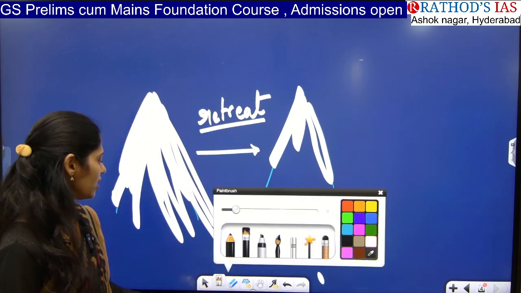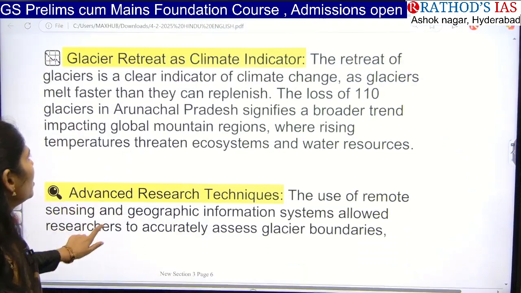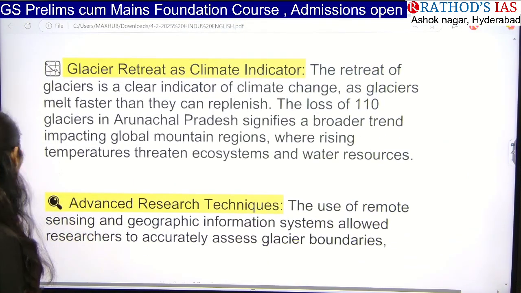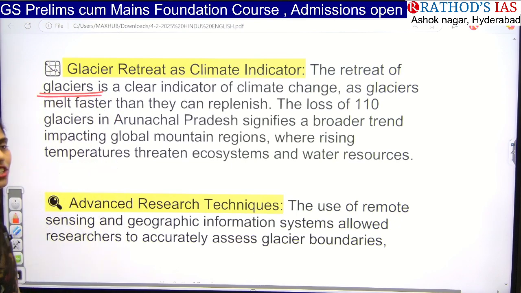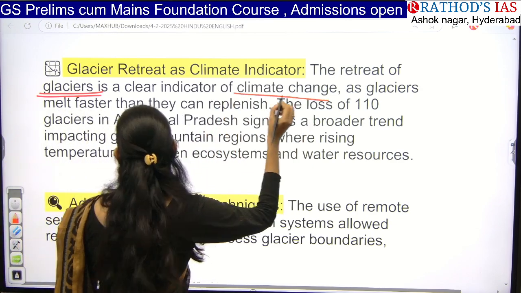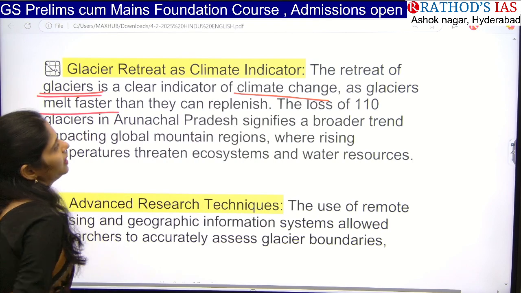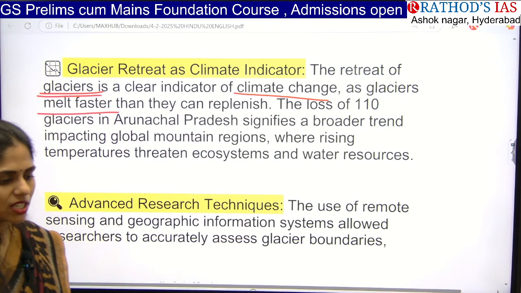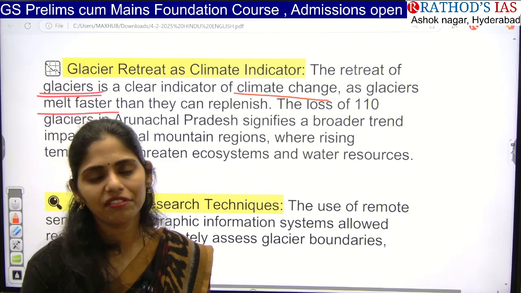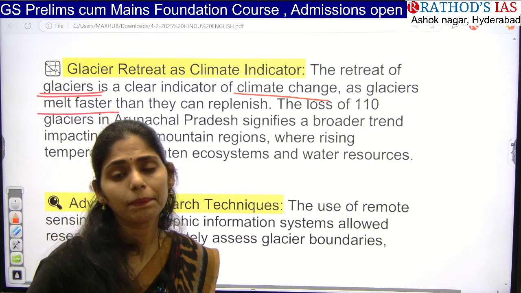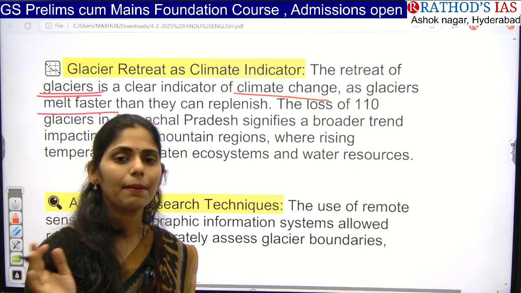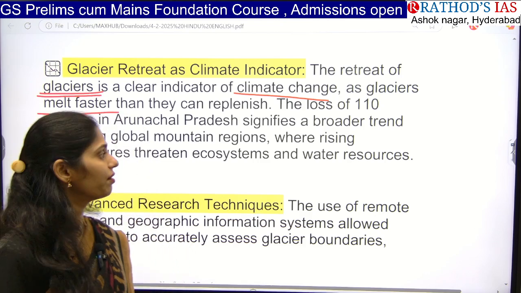Okay, now let us see what this article is saying. Whenever there is a decrease in the size of a glacier, it is a clear indicator of climate change, as glaciers melt faster than they replenish. Replenish is nothing but whenever they revive themselves. So if you see the time taken to replenish and to retreat, retreat is happening very fast compared to that of replenishment.